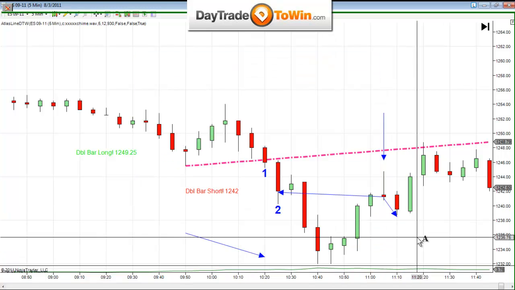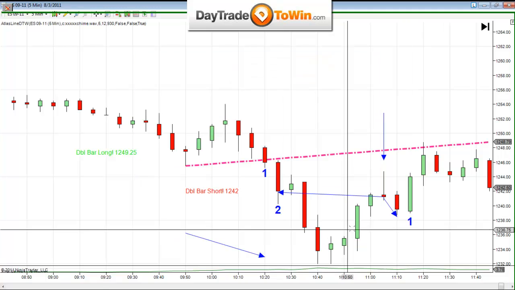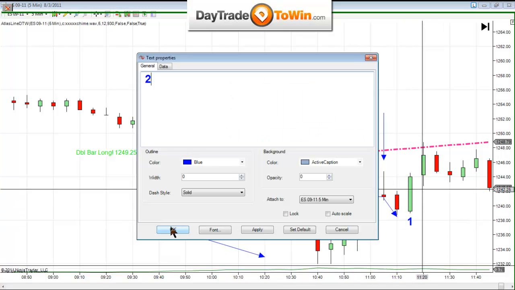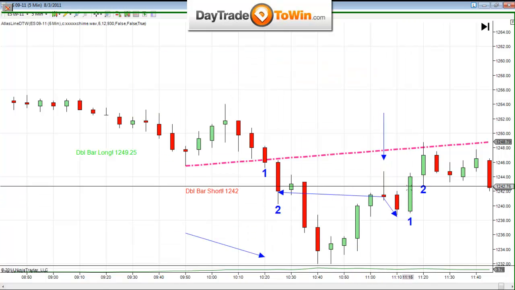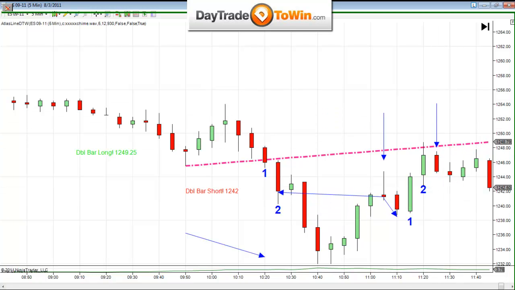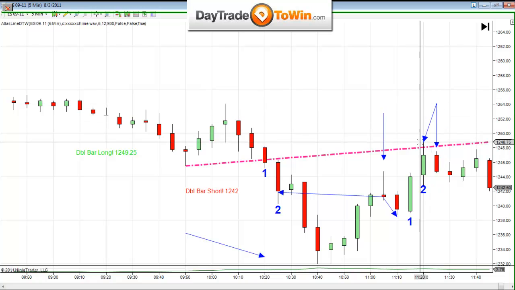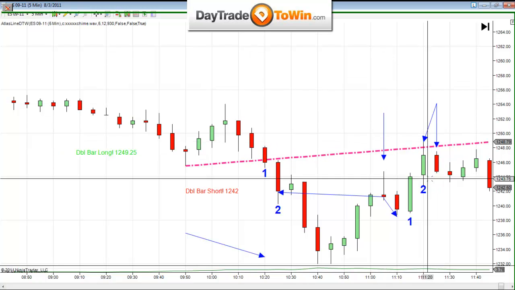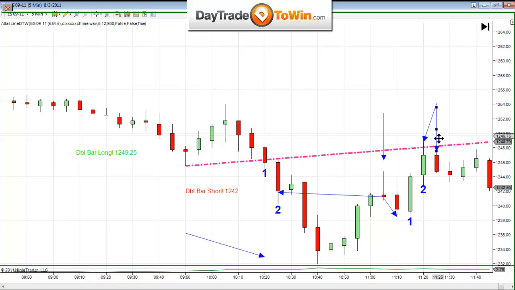Okay, where is it here? 1, 2. 1, 2. And this is another pullback. Here is a red bar telling you it's time to go short. This is actually a bounce trade as well. This is a bounce off the Atlas line. But forget about that for a second. This is an Atlas line pullback.